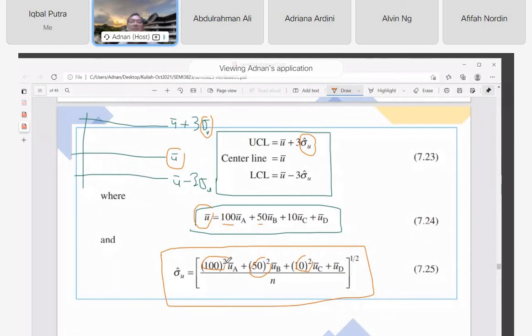Because this sigma u, we get the averages for different categories. U bar A, actually we have to calculate the average of all the category of A. U bar B is all category for B, all category for C, all category for D. After we get all the averages, and remember, where does U come from?